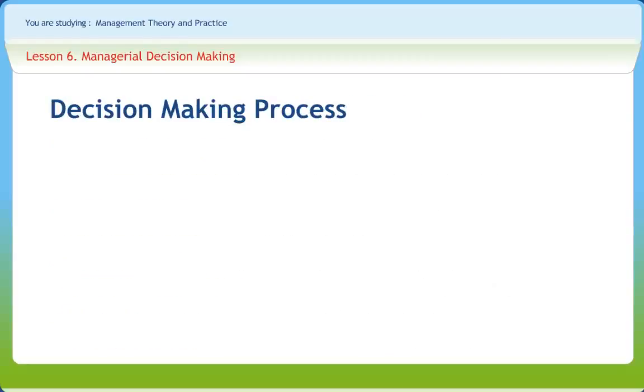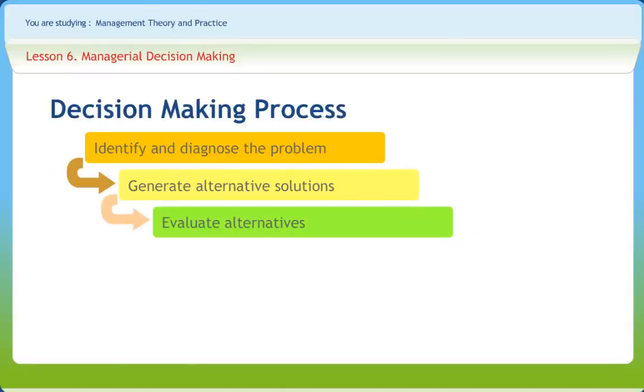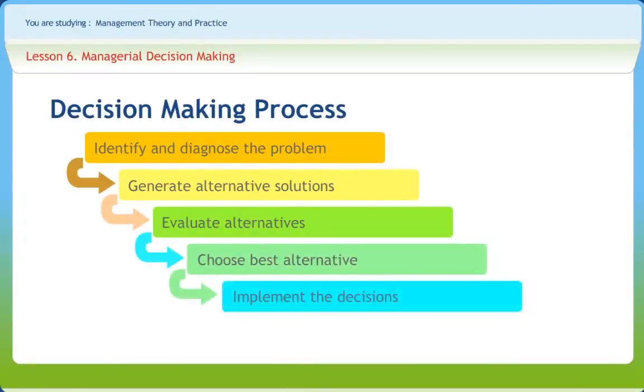Decision-making is a 6-step process. The stages can be summarized as identifying and diagnosing the problem, generating alternative solutions, evaluating alternatives, choosing the best alternative, implementing the decisions, and evaluating the results.